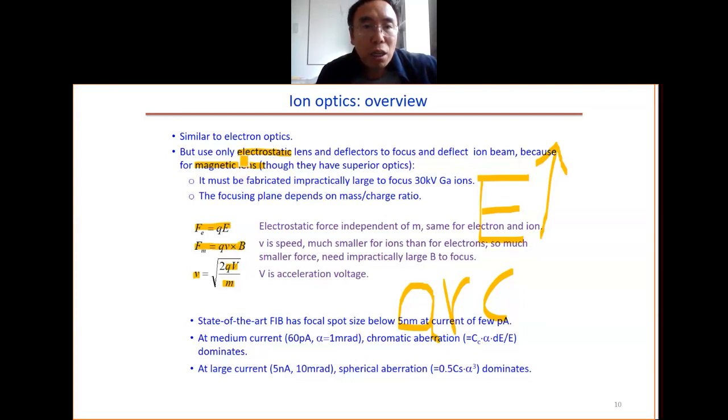As a result, we use an electrostatic lens to focus ions, even though it is not as good as the magnetic lens in its focusing property. But we cannot have such a big magnetic field, so we have no choice.